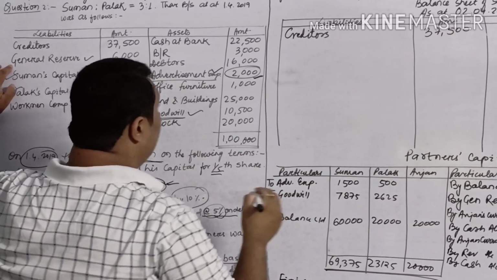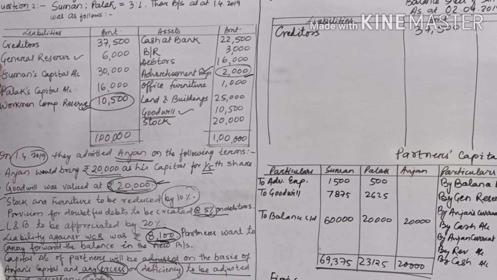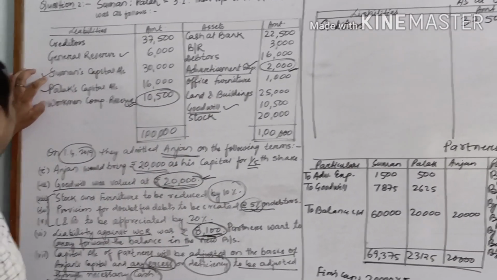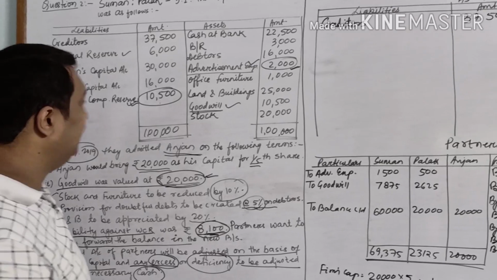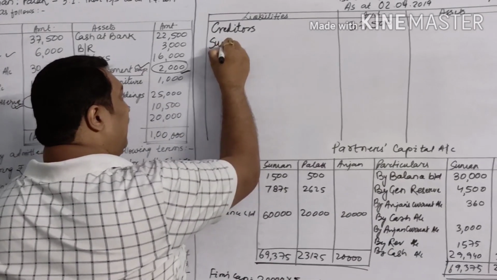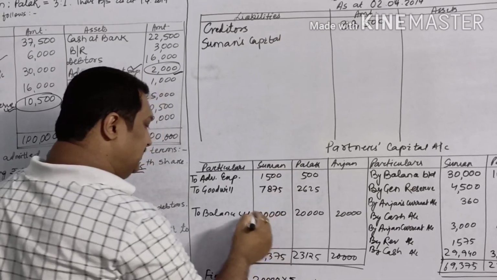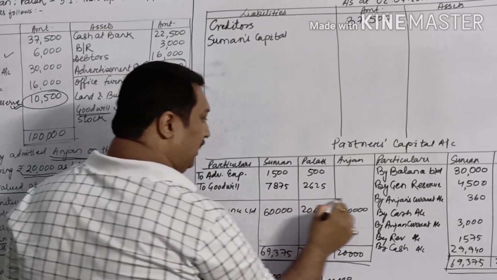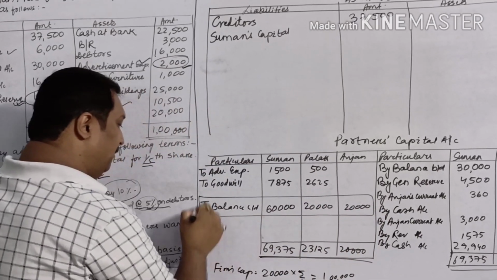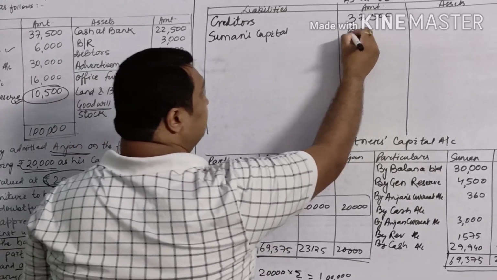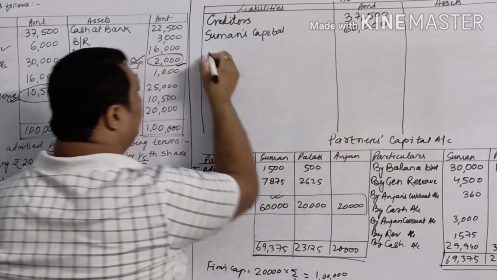37,500. General reserve has been completely distributed amongst the partners, that is why it will not go in the new balance sheet. Now it's time to write the capital of the partners. We have Suman's capital. We will write the balances which we have written to balance CD, this will be transferred to the balance sheet. Suman's capital was 60,000, that we will write.